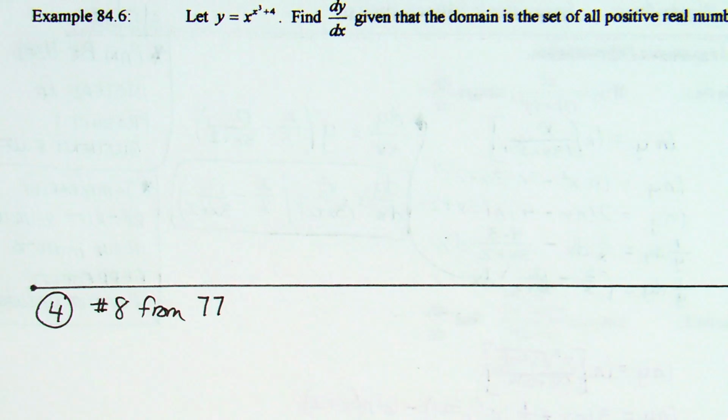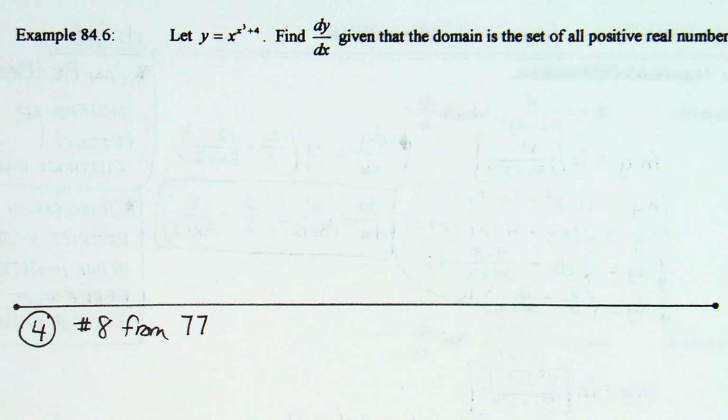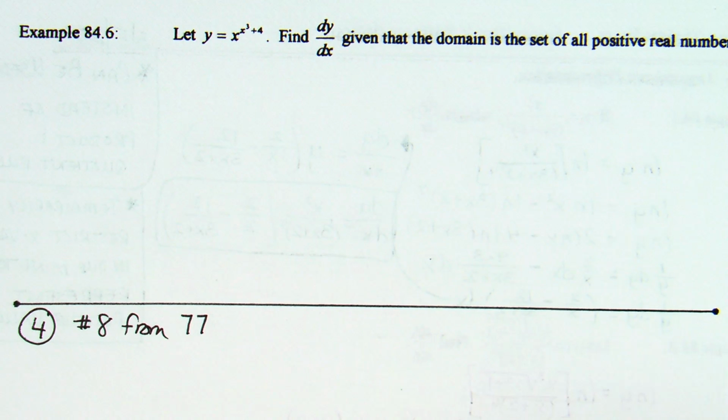Okay. This next example is going to be similar to the one we just did, if I recall correctly. This time it's y equals x to the x cubed plus 4. Find dy dx.